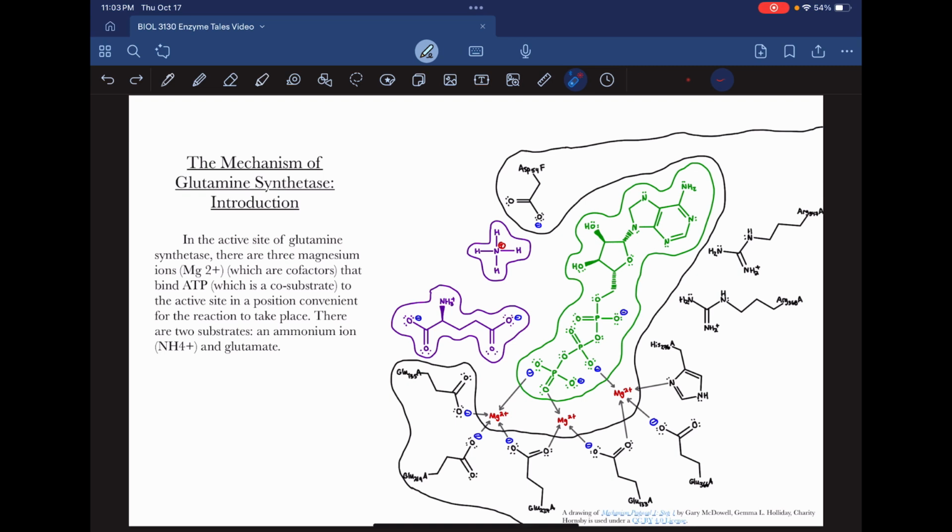The mechanism of glutamine synthetase. Introduction. In the active site of glutamine synthetase, there are 3 magnesium ions, which are cofactors that bind ATP, which is a co-substrate, to the active site in a position convenient for the reaction to take place. There are 2 substrates, an ammonium ion and glutamate.